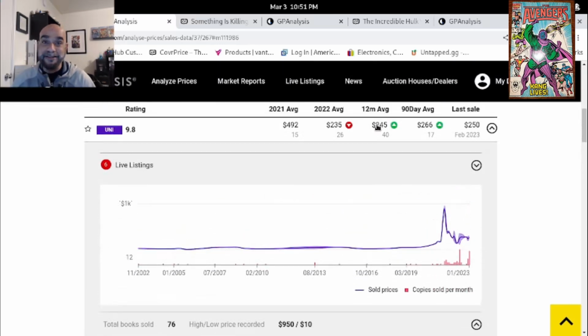Now, where do I think this book's fair market value is, to be completely honest with you? I'm thinking it's somewhere between $250 and $260. I, in my opinion, would stay away from this book. This is not a huge key.